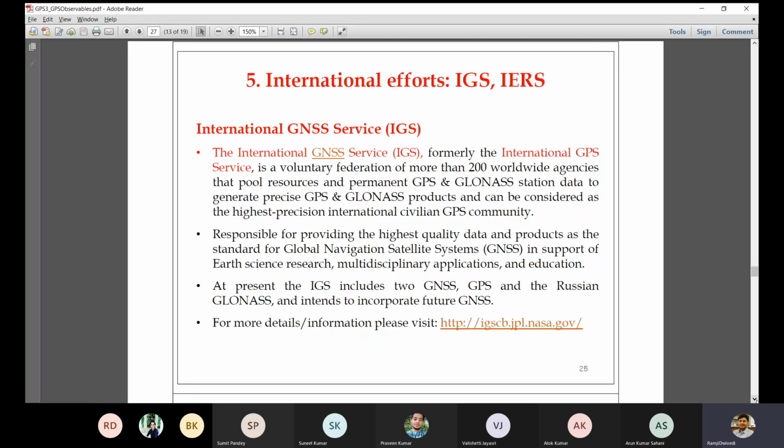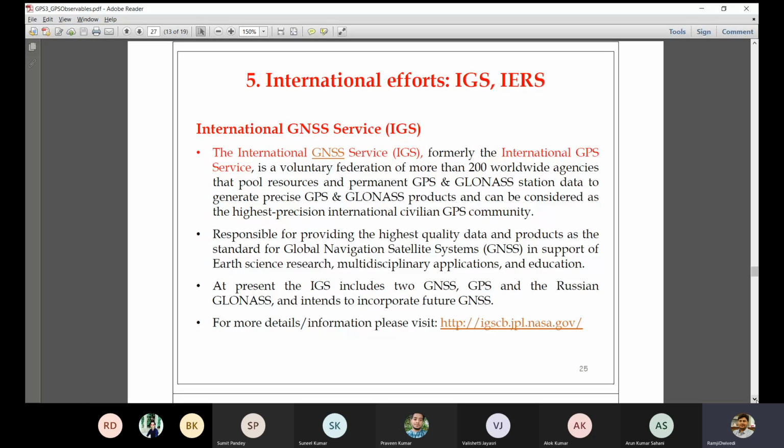So the two international efforts which are very popular, one is called IGS, which is the International GNSS Service. Formerly, it was called the International GPS Service. It is a voluntary federation of more than 200 worldwide agencies that pool resources and permanent GPS and GLONASS station data to generate precise GPS and GLONASS products, and can be considered as the highest precision international civilian GPS community. So although it is a community, it helps us in providing a variety of data products for GPS as well as GLONASS. It is responsible for providing the highest quality data and products.